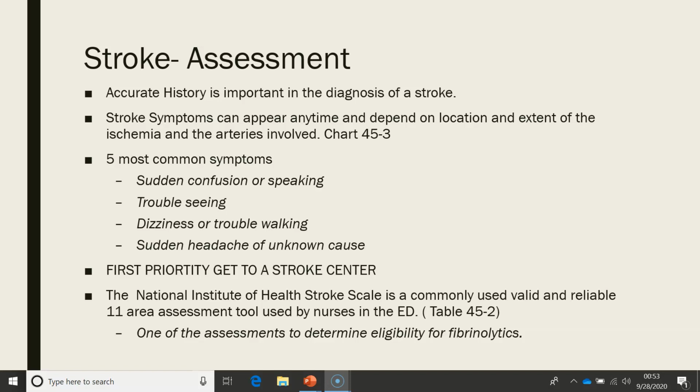Because remember that stroke symptoms can appear anytime and depend on the location and the extent of the ischemia and what arteries are involved as to what symptoms the patient will present with. So it's important to know when these symptoms started and to know have they had these symptoms before.